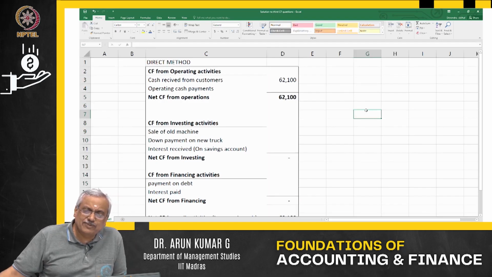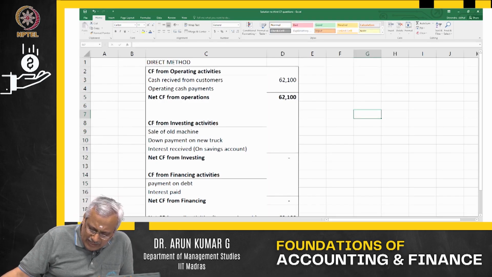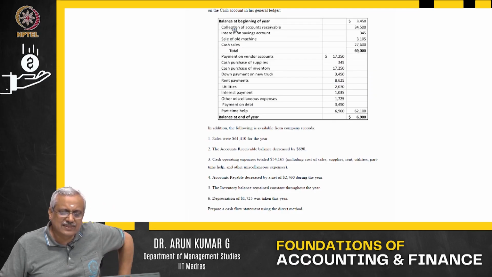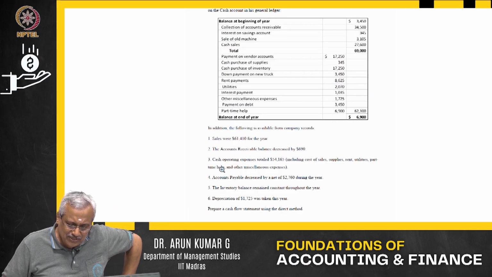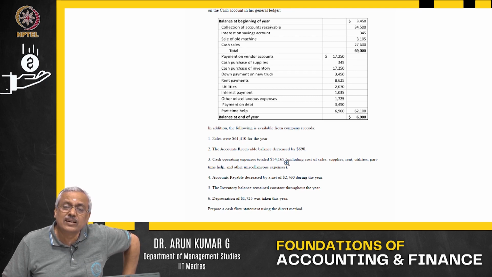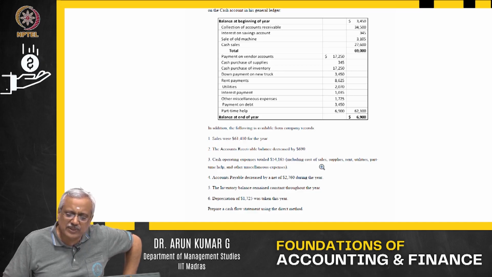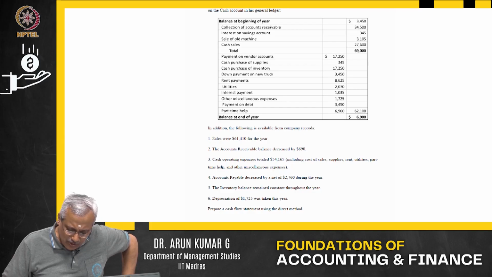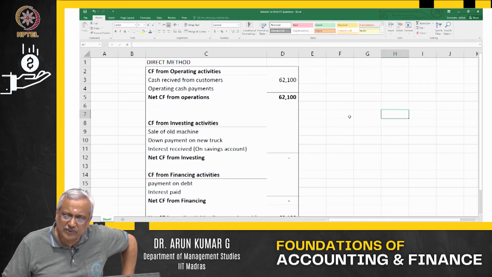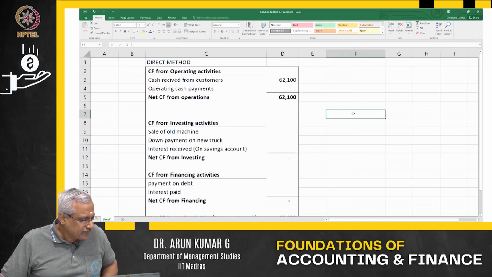Now, operating cash payments. How much have I paid for my operations? Let us also see the cash operating expenditure total: 54,165. They have given that out there. But let us look at the calculations, including cost of sales, supplies, rent, utilities, part-time help and other miscellaneous expenditures. Let us go back and see if we can calculate it here. I am just going to explain this whole thing.